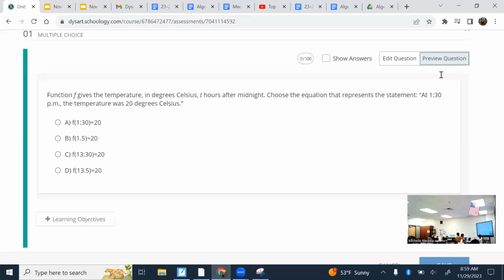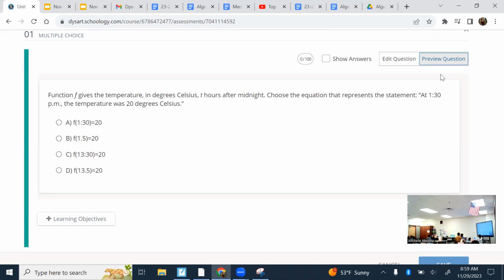Okay, so number 1 on 4.03 practice, if you care to follow along. Function f gives the temperature in degrees Celsius, t hours after midnight. Choose the equation that represents the statement: at 1:30 p.m. the temperature was 20 degrees Celsius. And notice that all the answers are in function notation. So we have to see how they're defining the input and how they're defining the output. And also they didn't explicitly say which is the input and output.